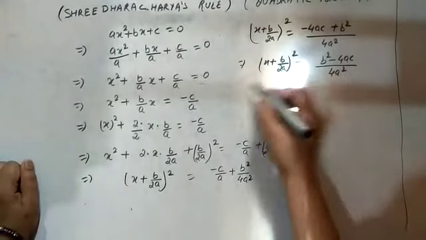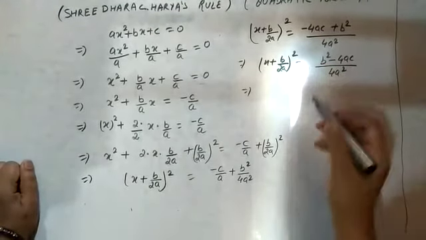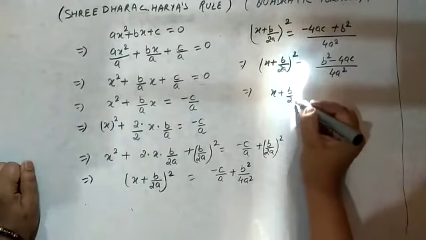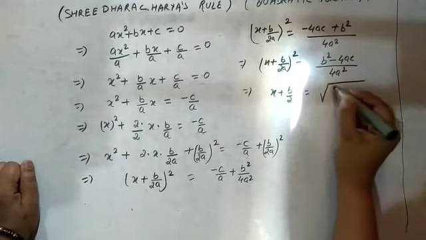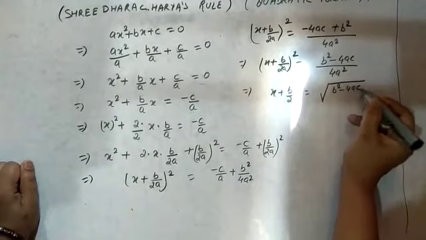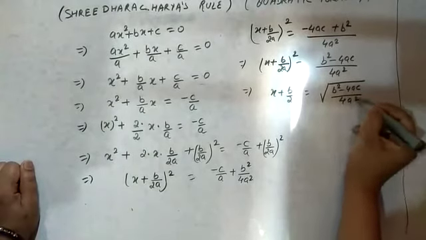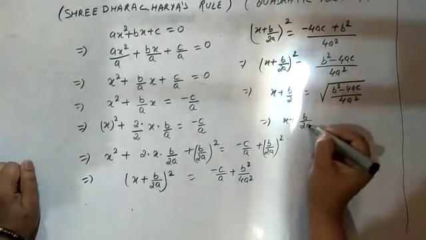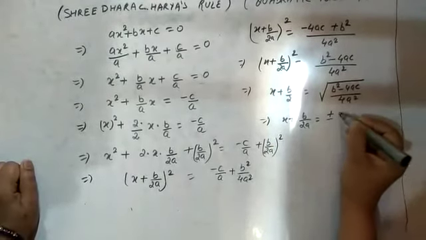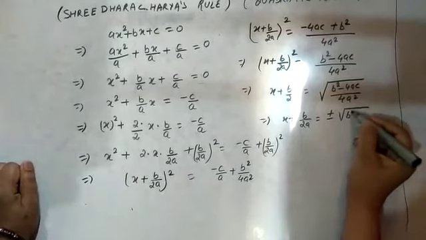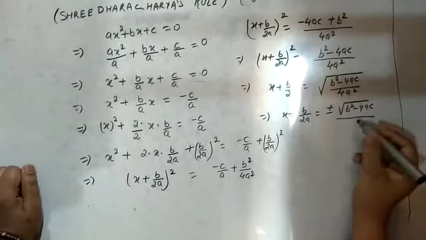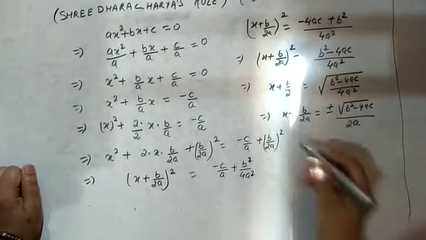Okay. So now when we remove this square sign, it will come inside the root. So x plus b by 2a equals root under b square minus 4ac by 4a square. So it will be x plus b by 2a equals plus minus. Now this cannot be taken out from the root.